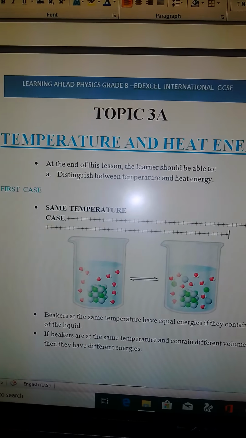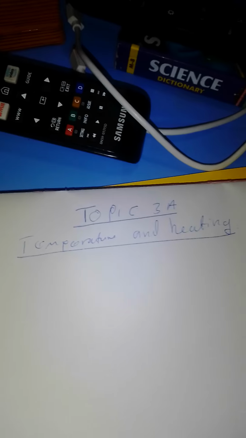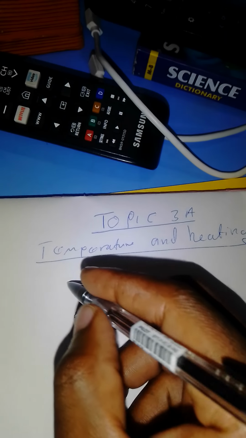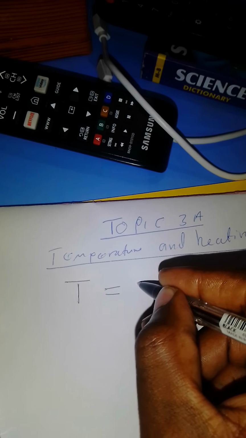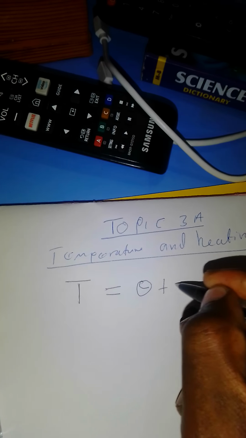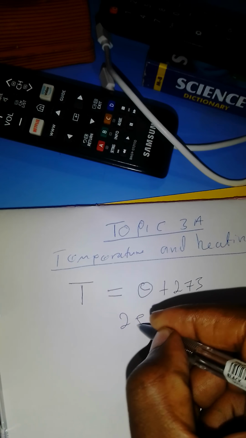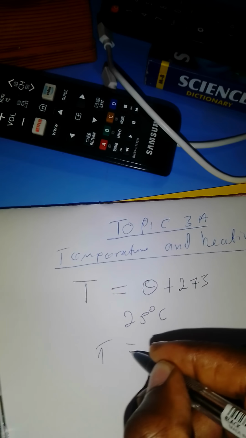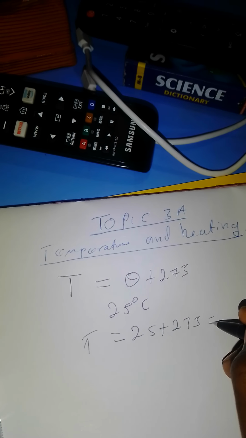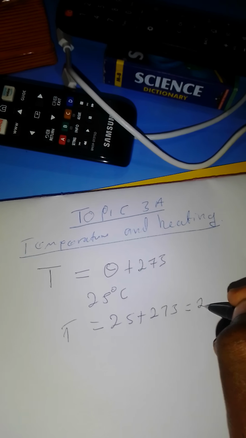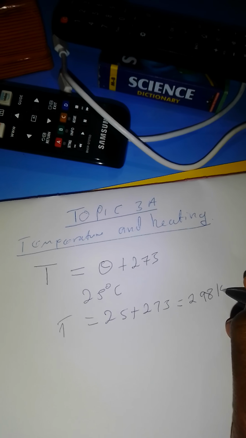If that is the case, we want to explore a number of things here just before we pick up this lesson. We know that T stands for the Kelvin, which is equivalent to the Celsius plus 273. For example, if I have 25 degrees Celsius, then my T becomes 25 plus 273, which gives me 298 kelvins.